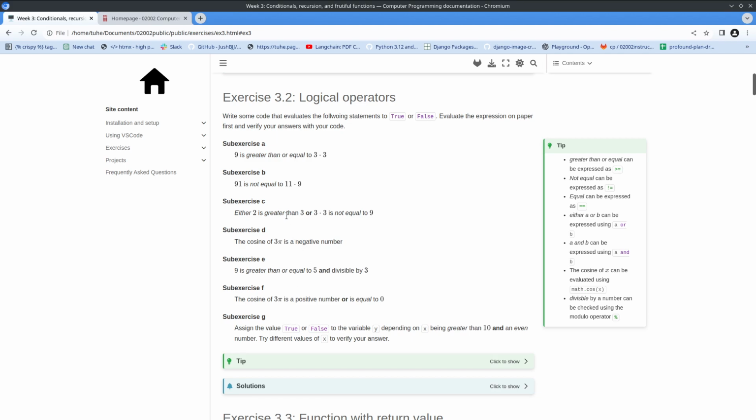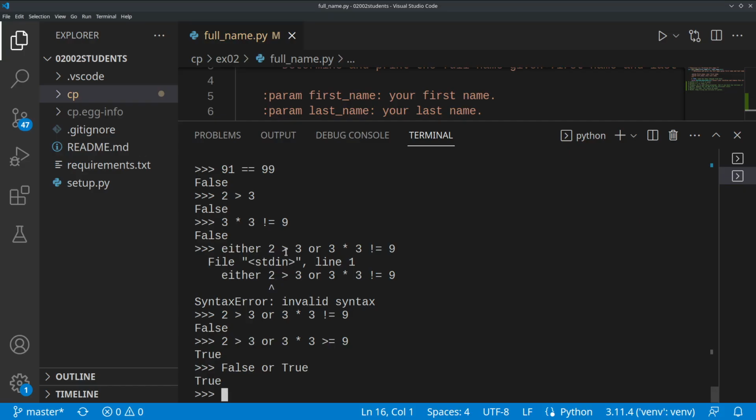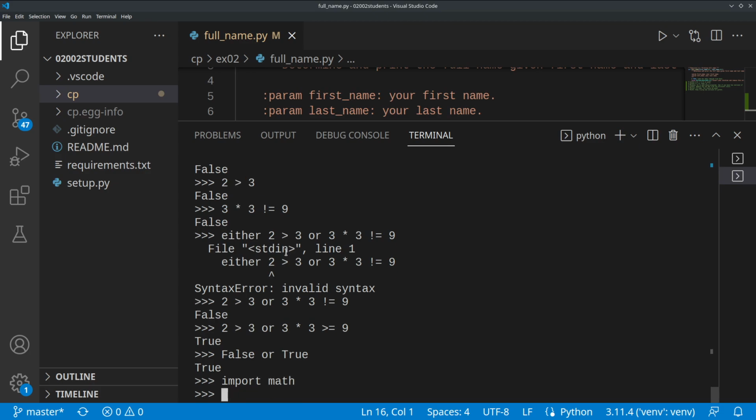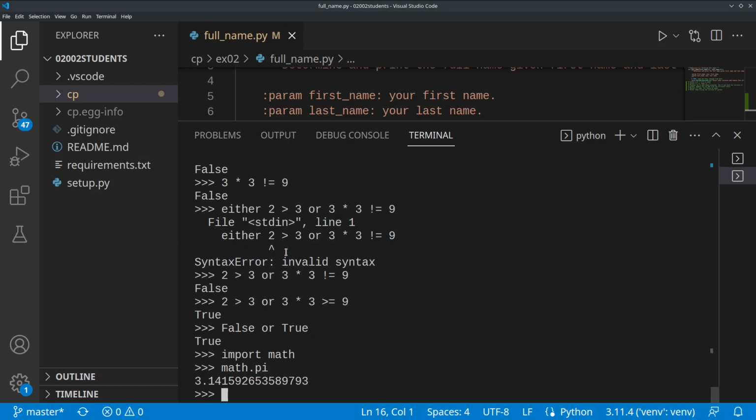Okay, so let's move on. The cosine of 3 pi is a negative number. Well, in that case, we need to know how to write pi. So in order to write pi, I first import math, and then I can do math.pi. That was something we did in the last exercise. How can I do the cosine?